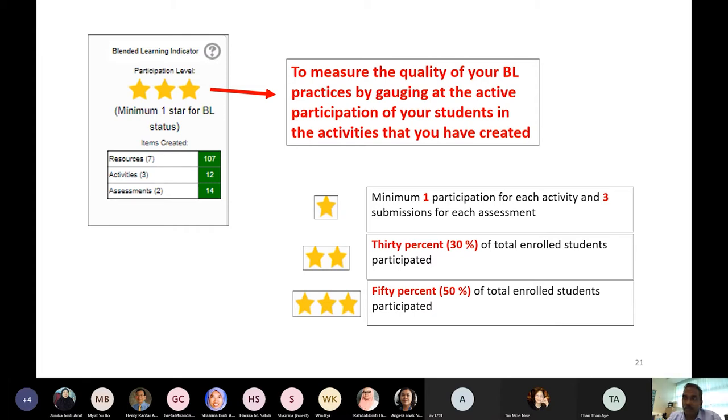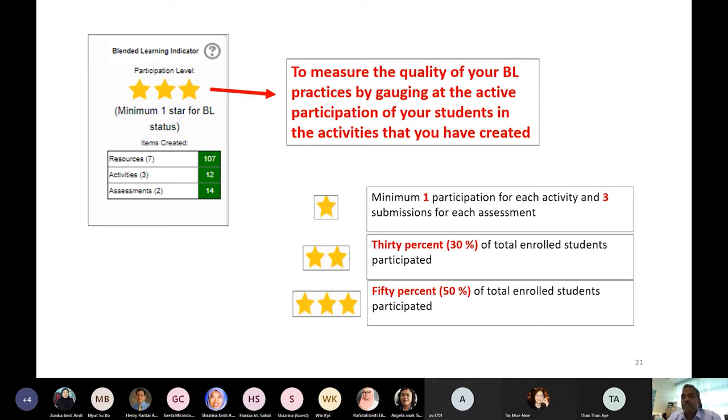Your resources you have fulfilled, you've got about seven resources. Therefore, you have minimum one of your students who have actually participated in the activity and three submissions for each assessment have been made. So then you will automatically get a one star. It's very easy to achieve.